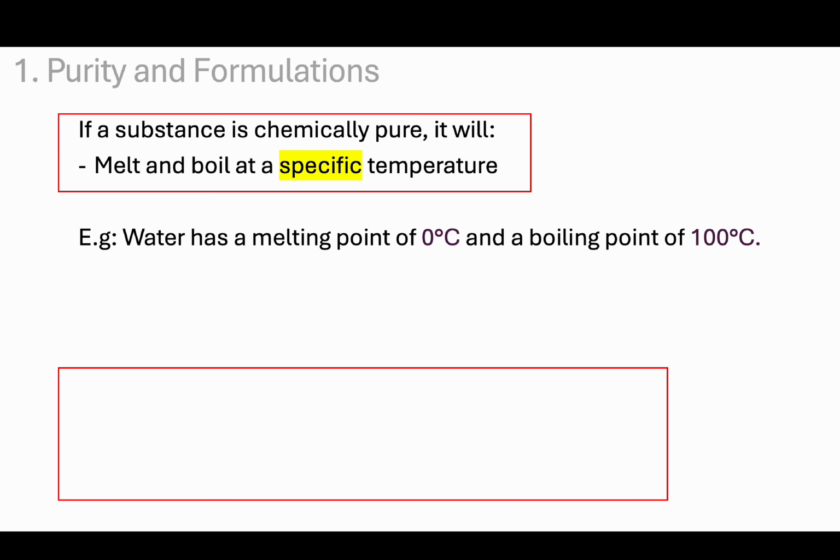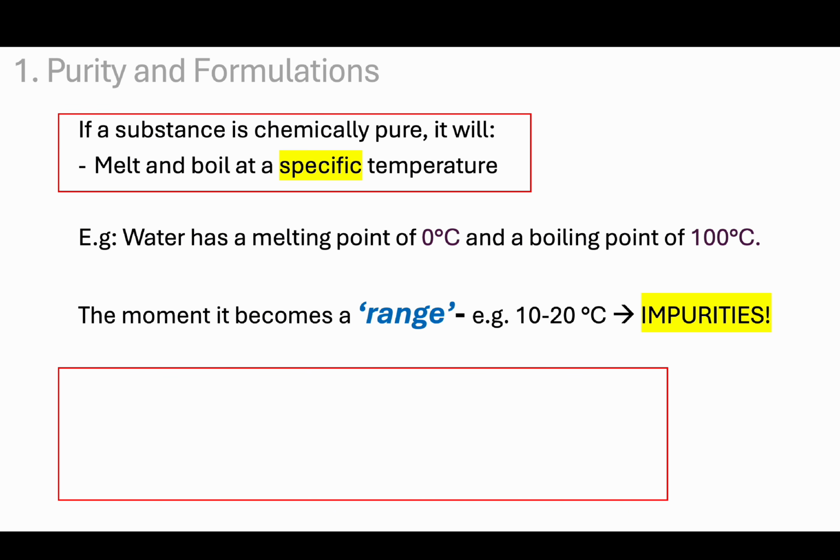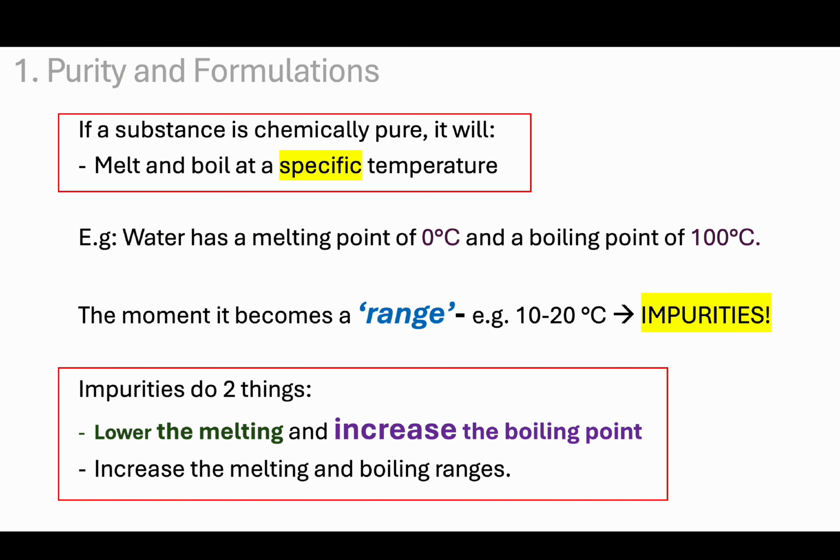If a substance is chemically pure, it will melt and boil at a specific temperature. So that means it's going to have one value. Water has a melting point of 0 degrees Celsius and a boiling point of 100 degrees Celsius. However, if there are impurities inside it, that's when it becomes a range. Impurities do 2 things. They lower the melting point and increase the boiling point. And therefore, you've increased the melting and boiling point ranges.